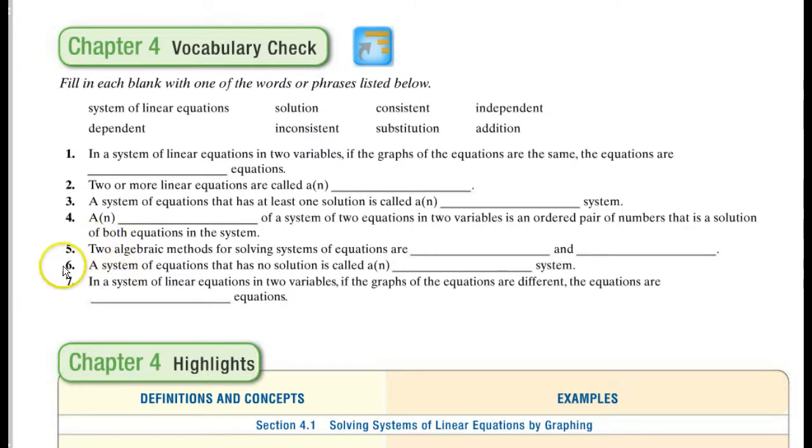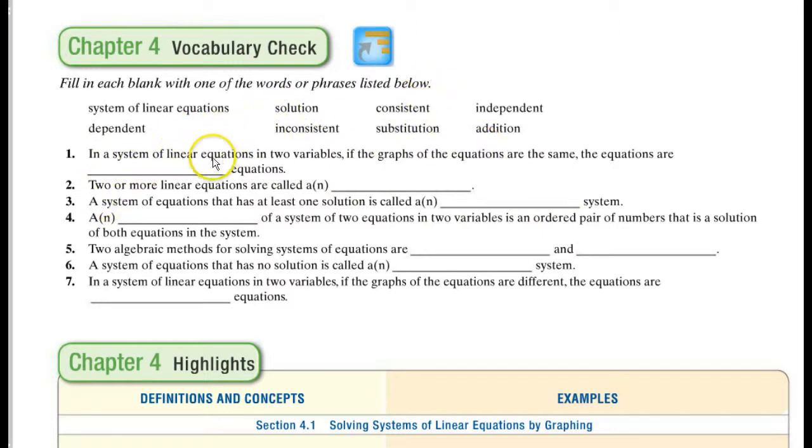Going on now to the highlights of Chapter 4, going to the vocabulary check. Systems of linear equations. A solution. Consistent. Independent. Dependent. Inconsistent. Substitution. And addition. So I see there are only 7 answers, but one has 2. Okay, there we go, because there are 8 words.